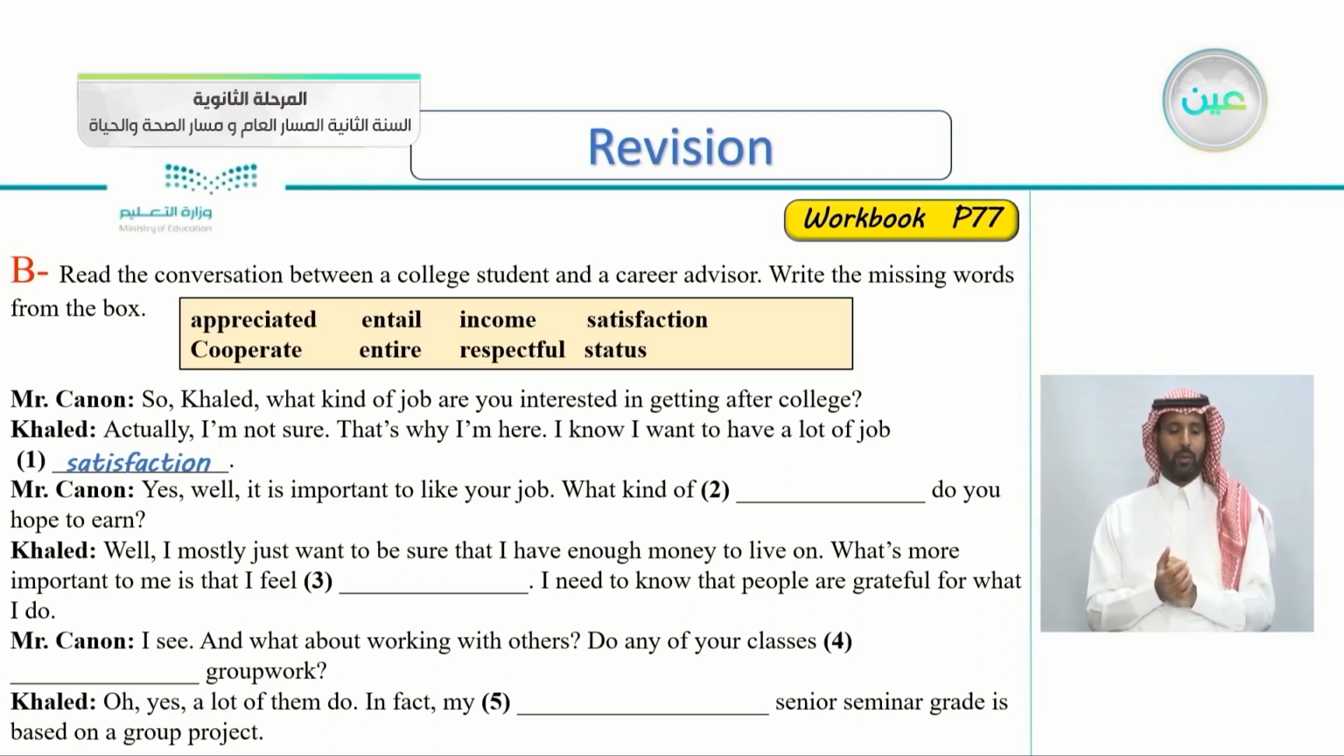Mr. Cannon: Yes, well, it's important to like your job. So when you are satisfied with your job, like myself, you are happy and you like your job. What kind of... do you hope to earn? To earn, the word earn here is the key to the answer. To earn, to get something. So what kind of what? Yes, that's correct. What kind of income do you hope to earn? Do you want to have a high income or a low income?